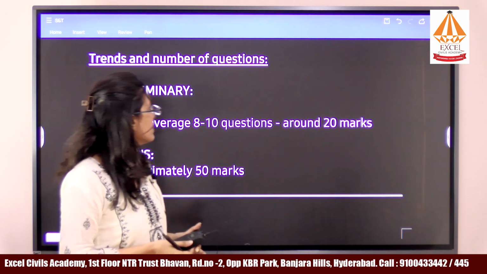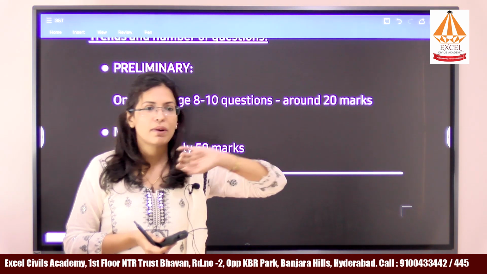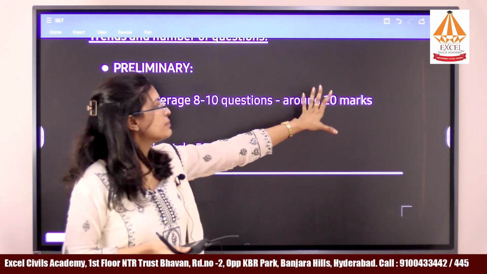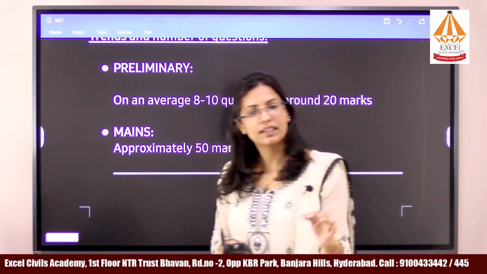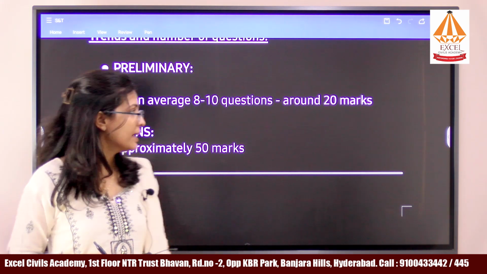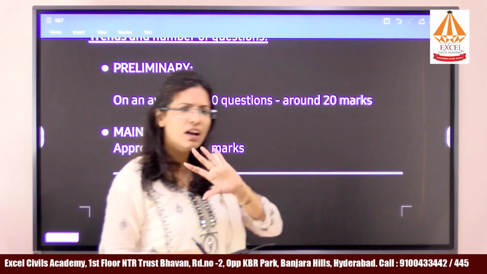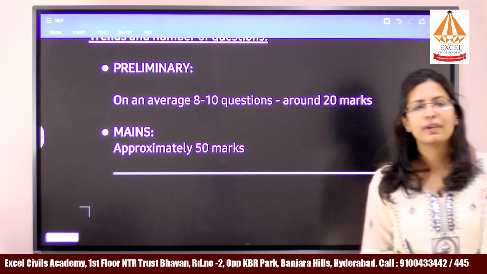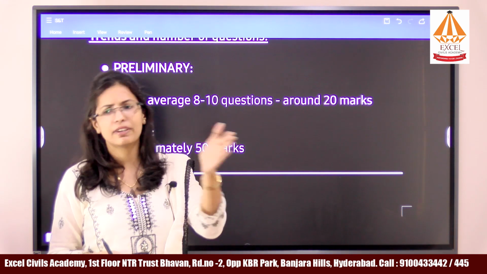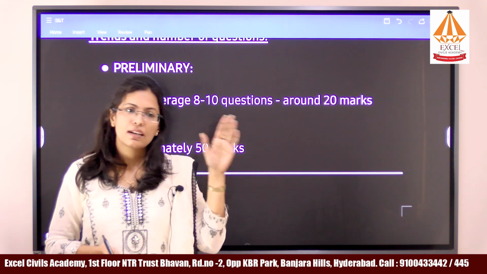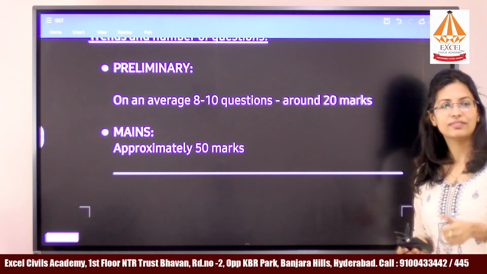So in prelims, on an average 8 to 10 questions means around 20 marks. Even if not the maximum 20 marks, at least we will be able to score 14 to 15 marks if we are prepared thoroughly. Then in mains, it is approximately 2 to 3 questions, around 50 marks or so. Sometimes it is maximum 50, sometimes it can be somewhere between 35 to 50 marks.